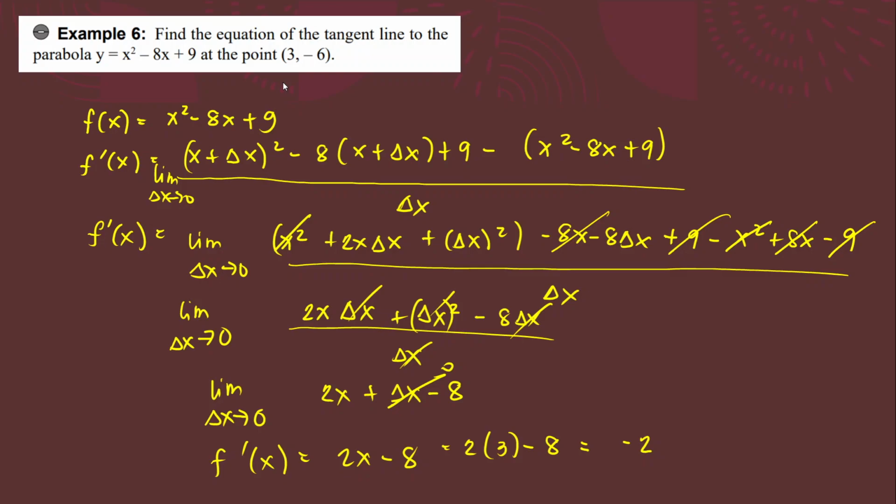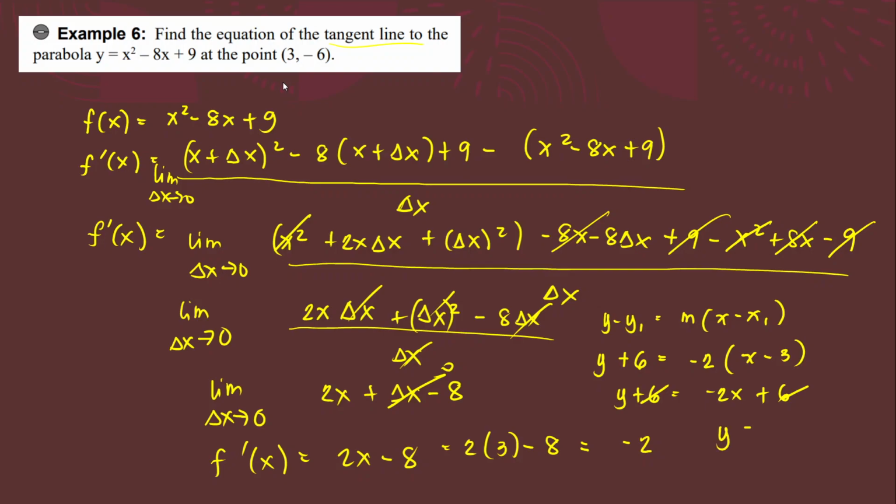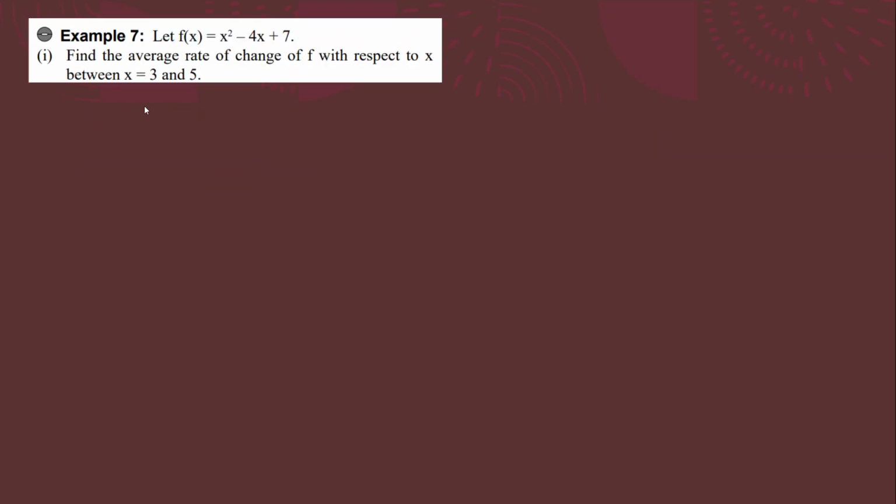Ngayon, ang hinahanap is the equation of the tangent line. So, if you remember our lecture sa equation of the line, that is y minus y1 is equals to m times x minus x1. So, let's apply that. Y minus y1, that is y plus 6 is equals to negative 2, which is the slope, times x minus 3. Simplify natin, y plus 6, negative 2x plus 6 cancel. So, the equation of the tangent line is equivalent to y is equals to negative 2x. So, ayan po ang final answer. Okay? So, let's proceed. Ito naman.